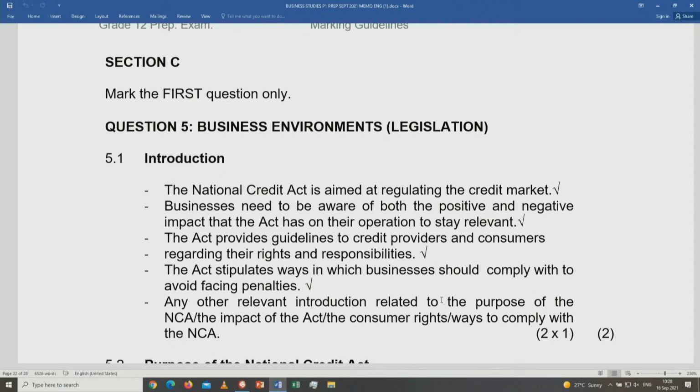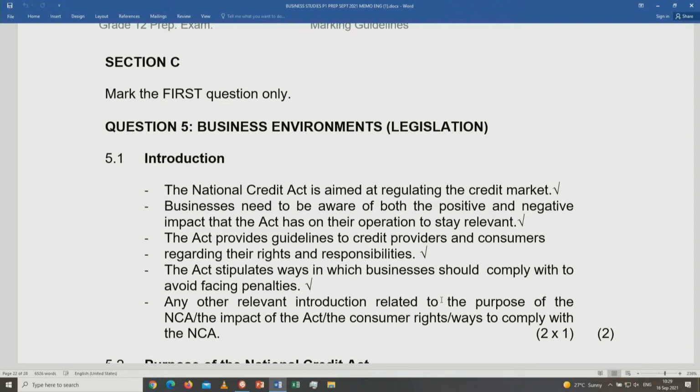The fourth introductory statement links with bullet number 3 on the impact. The impact, in fact, the second bullet, links with the third bullet in the question paper. I don't want you to get confused. For example, in the question paper, the third bullet says, discuss the impact of the National Credit Act on business.